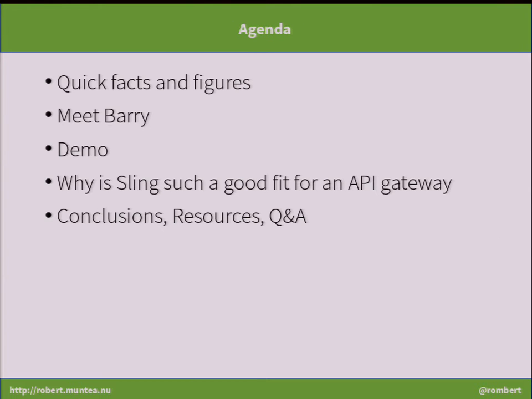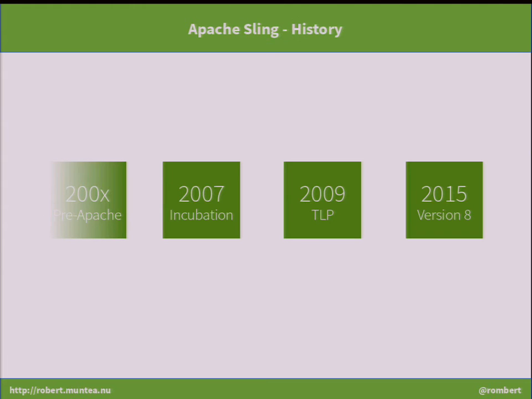Now, what are we going to talk about today? I'm going to give you a very brief introduction to Apache Sling so that we have sort of a common understanding of how this goes on. We're going to meet Barry, which is a special surprise in this presentation. We're going to have a demo and see how Apache Sling is fit to be this API gateway for NoSQL data stores. And then we're going to come to a conclusion that it is a good API gateway for your data stores, and the final wrap-up section.